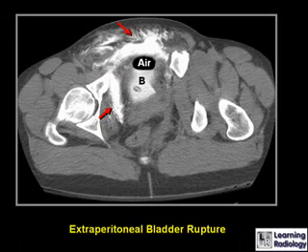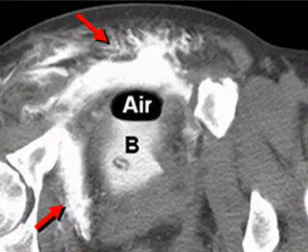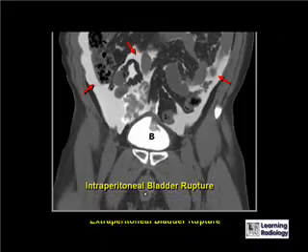This is a CT scan of an extraperitoneal bladder rupture. The B is on the bladder. There is contrast in the bladder. There's also a Foley catheter just below the B. There's air in the bladder that was introduced when the Foley was first inserted, and the red arrows are pointing to contrast, which is extraluminal in location but surrounding the bladder, characteristic of an extraperitoneal rupture.